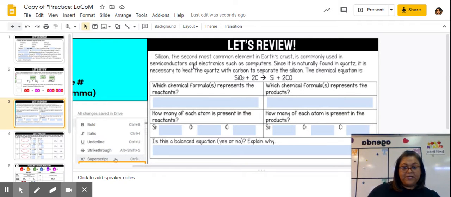Here, I'm looking at a scenario: silicon is the second most common element in Earth's crust. It's commonly used in semiconductors and electronics such as computers. Since it is naturally found in quartz, it is necessary to heat the quartz with carbon to separate the silicon. The chemical equation is SiO2 plus 2C yields Si plus 2CO.